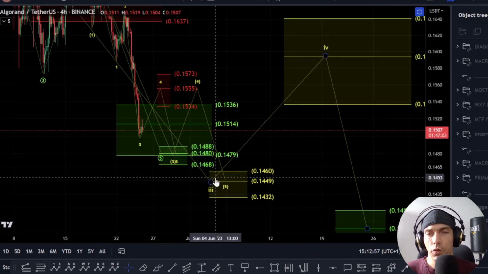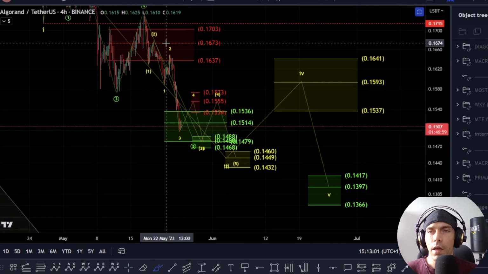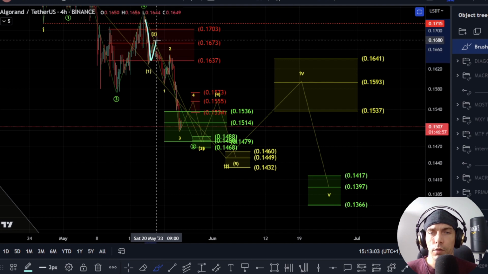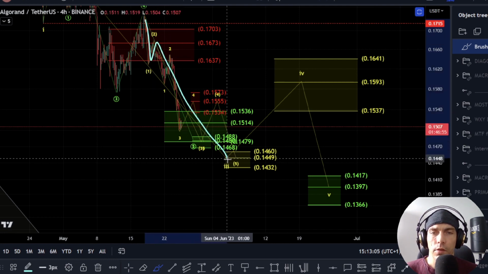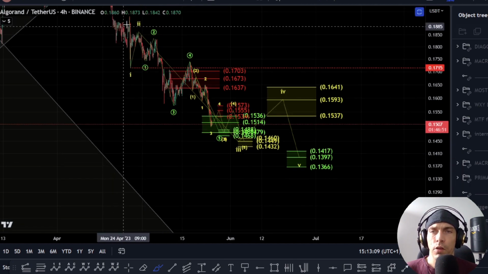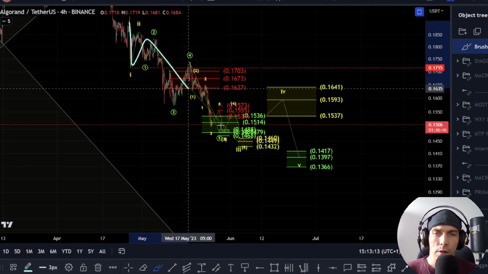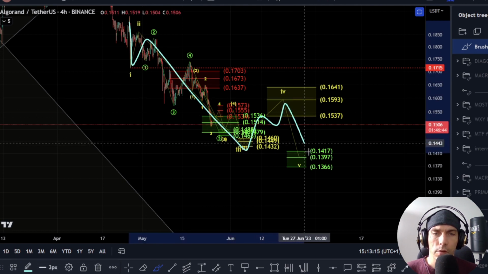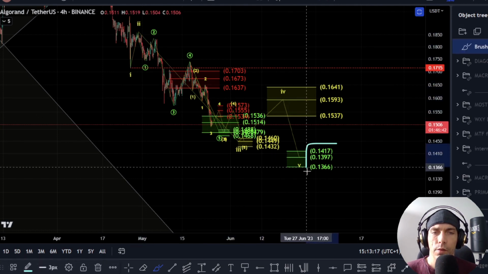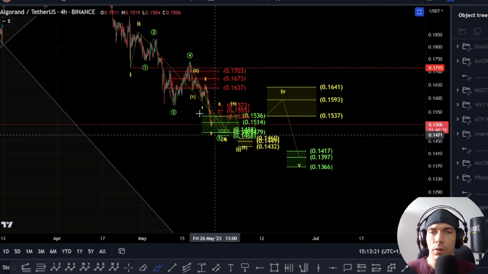Now, if we did get a push down here, what we'd have to be careful of is the possibility of still having this additional 1, 2 here, which would mean that we could actually see continuation to the upside in this bigger wave 3. Sorry, it would be from further back here. This is a 1, 2. So if we did break down here, we need to be careful that we could see this additional fourth and a fifth to this 1417 to this 1366. So this is what we're looking out for here.